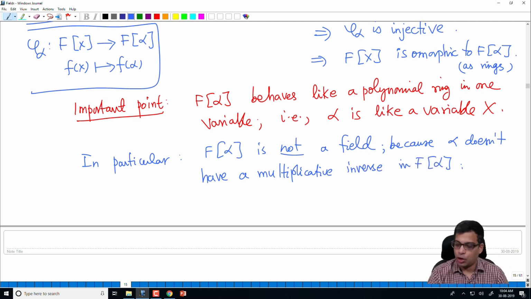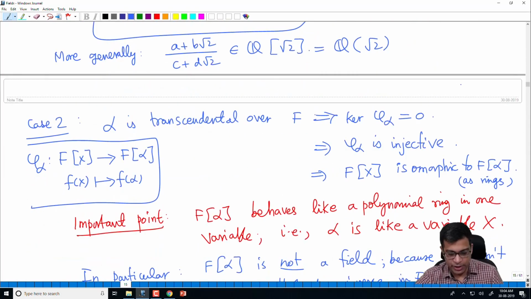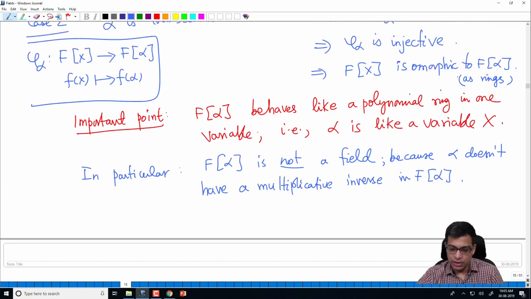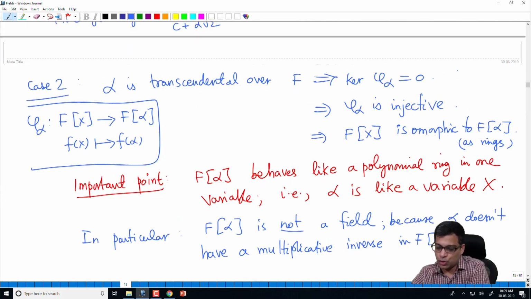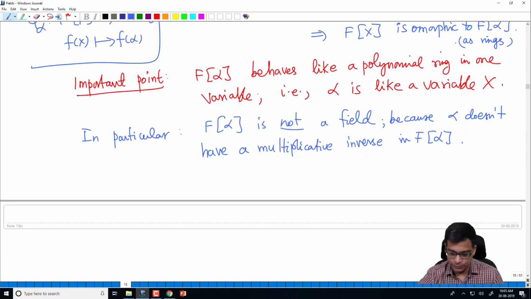This is the crucial contrast between algebraic and transcendental elements. If alpha is algebraic, it has an inverse in F[alpha], as we saw in the example of root 2, because root 2 does have an inverse in Q adjoined root 2. If alpha is transcendental, it does not have an inverse. That is a fact, because x goes to alpha under this map and x has no inverse, so alpha cannot have an inverse.